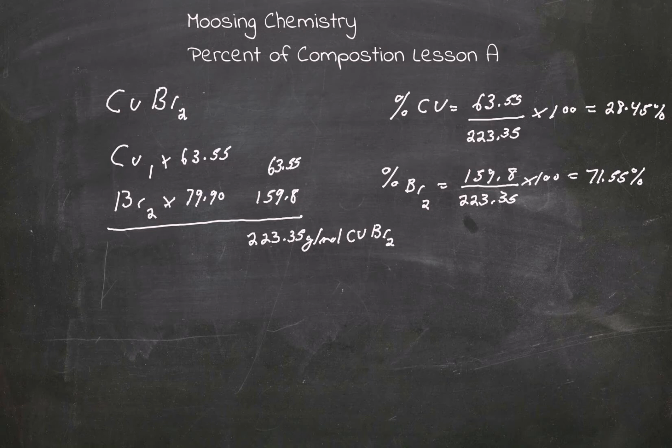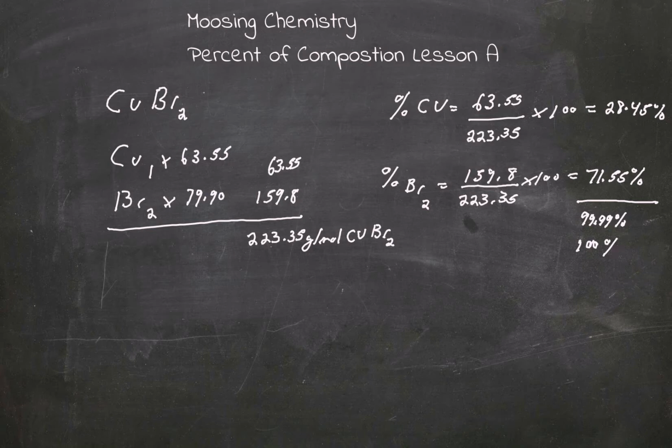So when you add these two together, you should be able to get 100% out of that. Let's see there. We get 28.45 plus 71.55, and that makes 99.999%, roughly 100%. So that's good. All right, let's clear that problem.